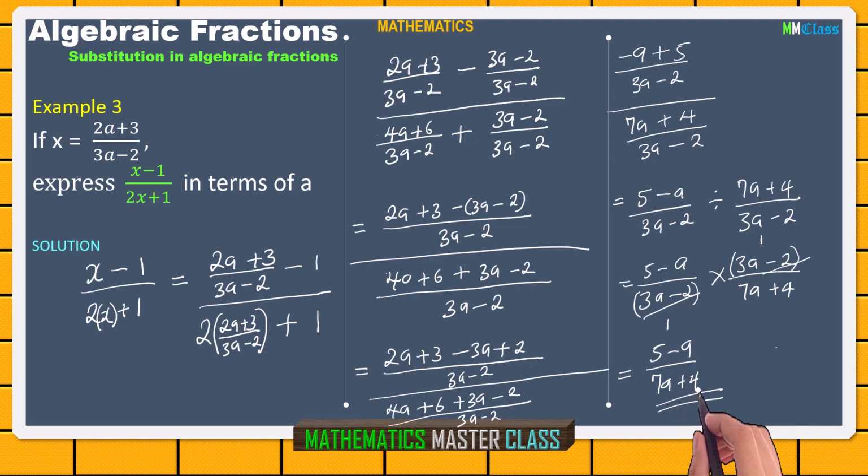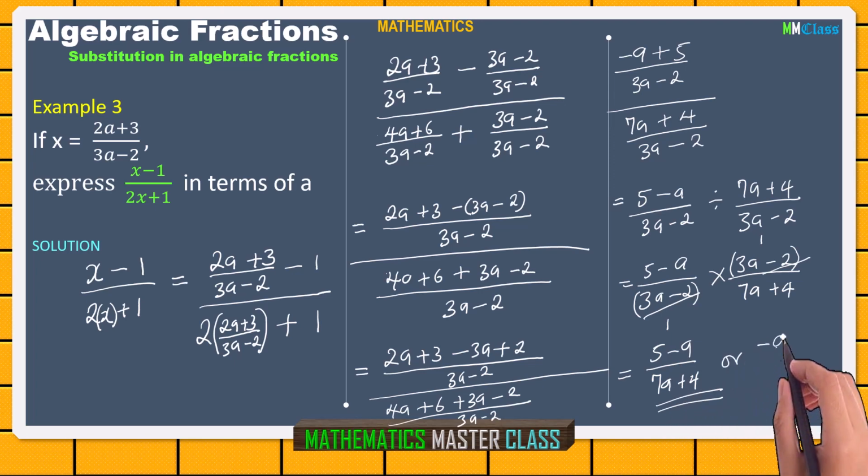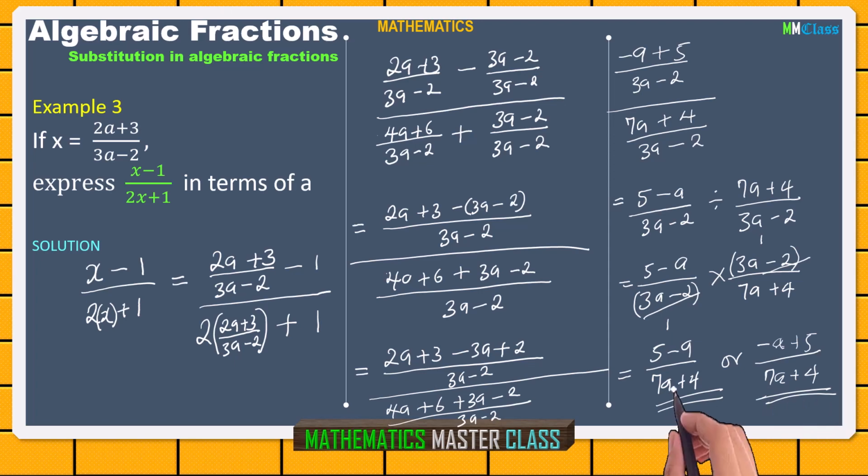Or you can write it as minus a plus 5 all over 7a plus 4. So two of them can go as the final answer, but this first one is better. It's more presentable in mathematics than the second one.